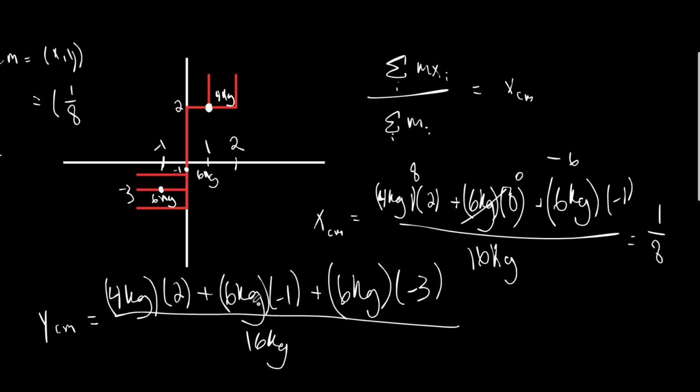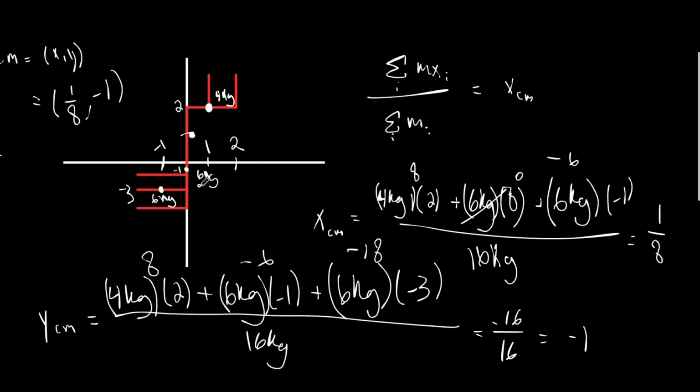And then this would be 8, and 6 times -1 goes to -6. This goes to -18. So the 8 and the 18 goes to -10. So -10 minus 6 is equal to -16 over 16, which just simplifies to -1. So that's our y component. So we can estimate that our center of mass would be somewhere right here.